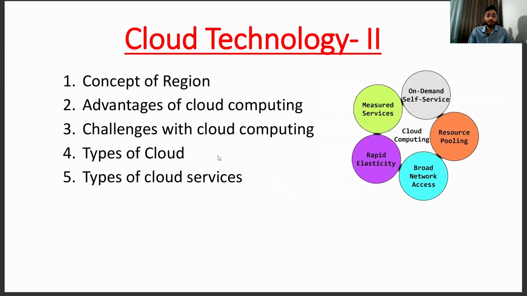So in this video, we discussed five points. First is the concept of region, to understand how and where the data is saved. Then the advantages of cloud computing: scalability, geo-distribution, agility, and cost effectiveness. Then we understood challenges with cloud computing: data security and data loss. Then the types of cloud, public, private, and hybrid, which is chosen according to the need of the company. Fifth and last is types of cloud services: basically infrastructure, platform, and software as a service, that a company can choose according to their utility. So those were the points. And let me know if you have any questions.